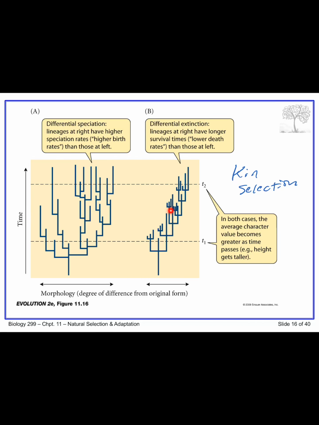On the right-hand side, we have this happening a different way. Notice that these lineages, the vertical lines, are shorter than on the right. That means these guys are going extinct faster, these guys are persisting longer. That can also result in a shift from left to right along that continuum of variation. So in both cases, the average character value becomes greater as time passes, okay?